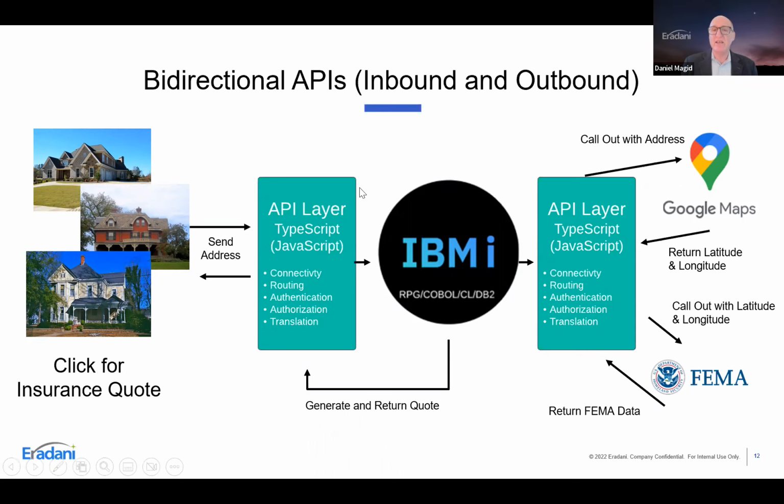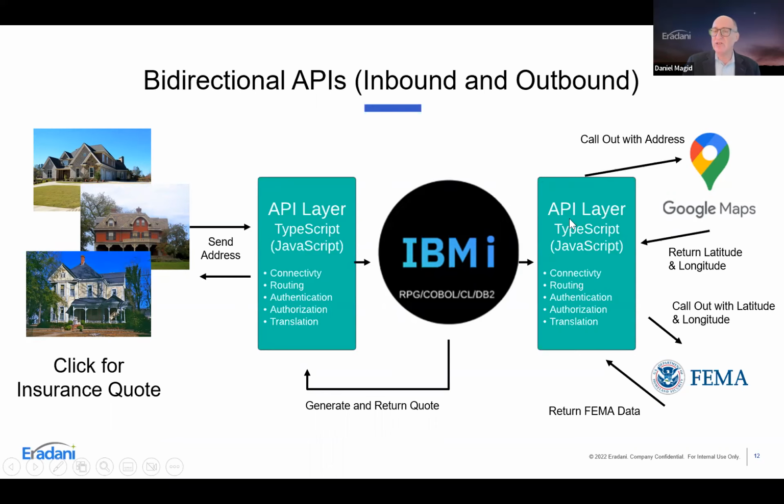And so what they did is they API enabled their quoting process on the IBM i so that the real estate company could send an address. The problem was that they couldn't generate a quote with just an address. They actually needed the latitude and longitude of that property. So they had the inbound API where they API enabled the quoting process, but then the IBM i had to make a call out to Google Maps. So it had to make an API call to Google Maps to get the latitude and longitude.